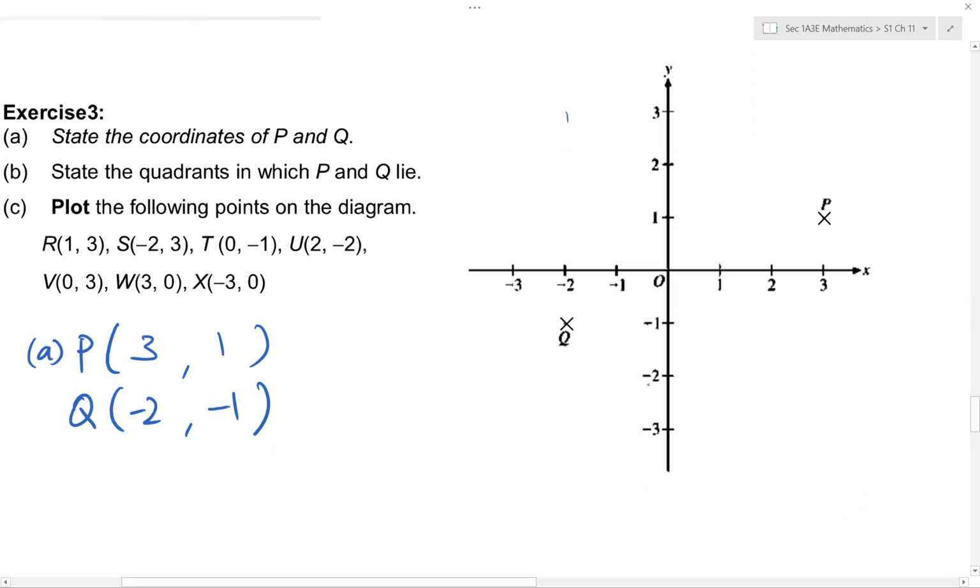Okay, so now state the quadrants in which P and Q lie. This will be our first quadrant. This will be our third quadrant. Then go and plot the points on the diagram. Spend some time, go and plot them now. Simple task. Try and be accurate.